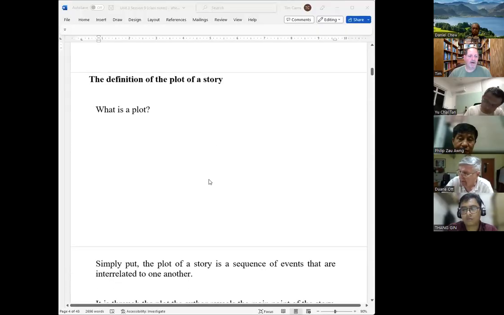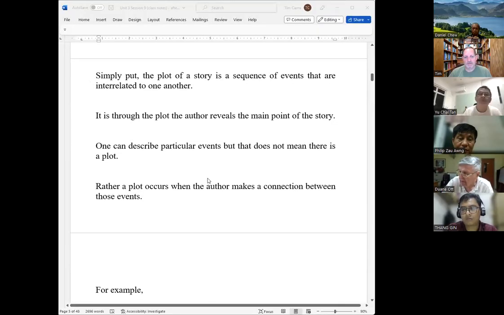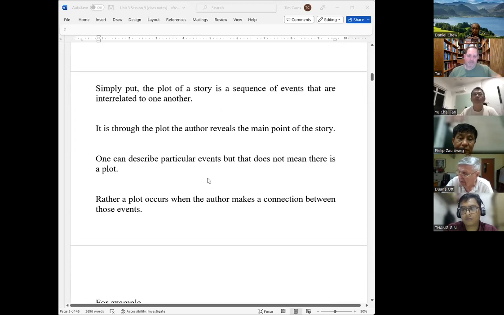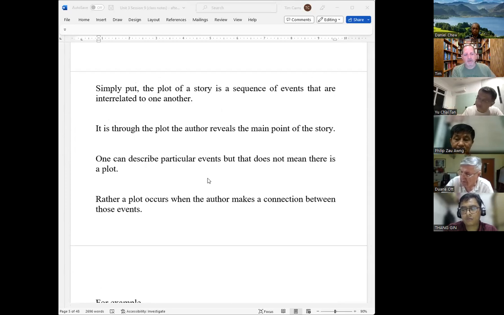So when we think of a plot, I would say a simple description would be it's a sequence of events that are interconnected or related to one another, that the author reveals. There's a point to the story, really. There's a message from the story that the author wants the reader to understand. And so the plot really is the unfolding of that main point.